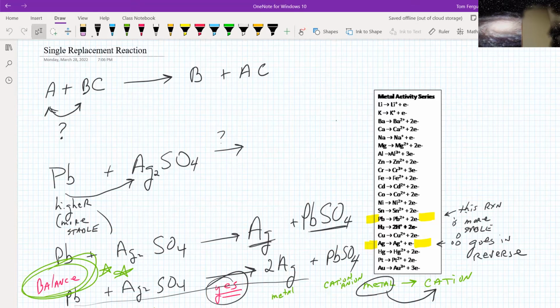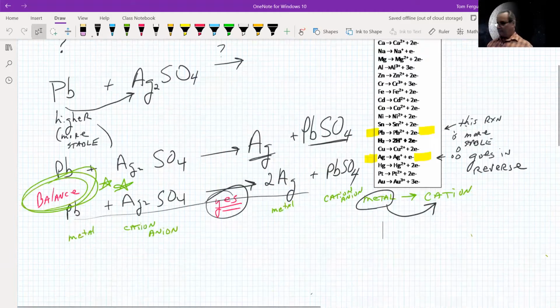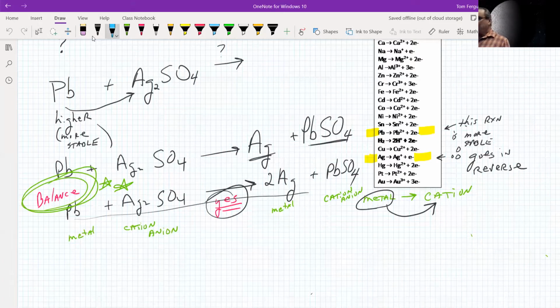So what we do is we find the lead and the silver. Notice the lead is higher. That means it's going to substitute. If these were swapped, it would not. So if they swap, then the lead takes the place of the silver and the silver takes the place of the lead.